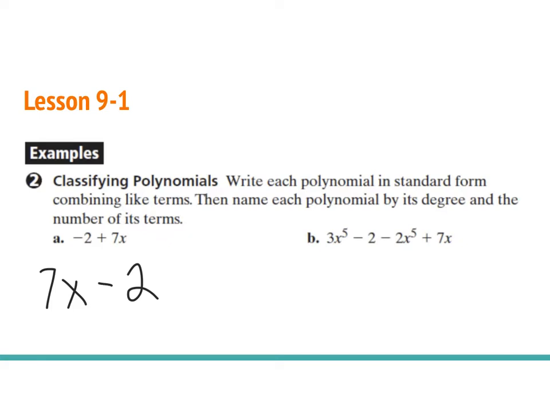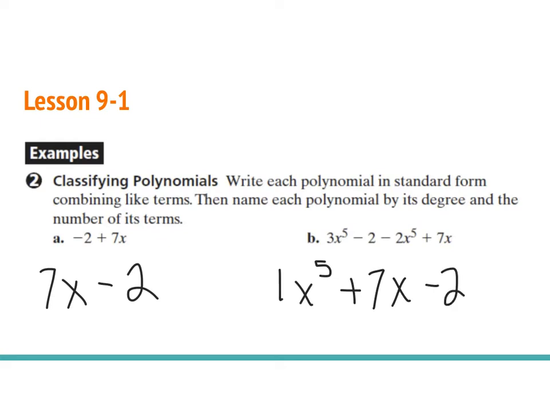In our second example, we need to first combine like terms and simplify it down. So we see here we have 3x to the 5th, and notice how we have that minus 2x to the 5th. Those will combine to make 1x to the fifth. Yep, if we subtract them, that's what we're left with. And then our next highest degree term is going to be that 7x. And then finally we have that minus 2.